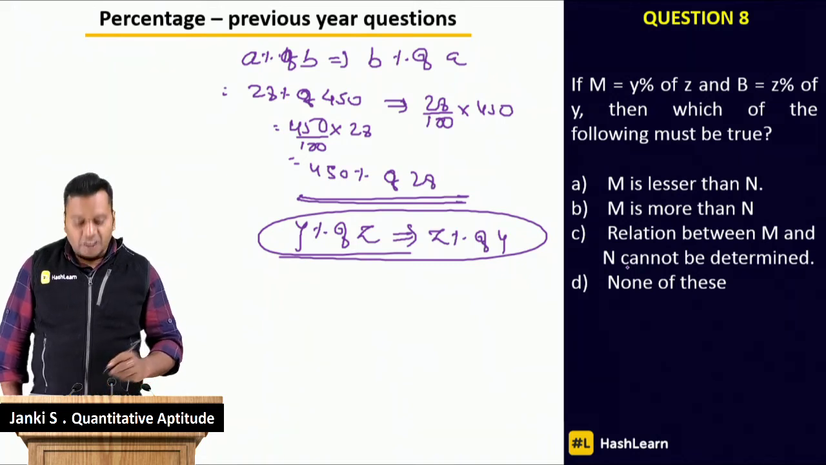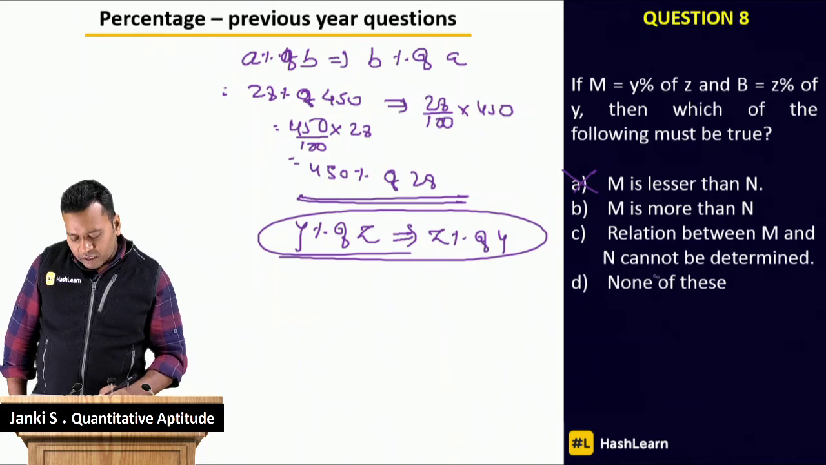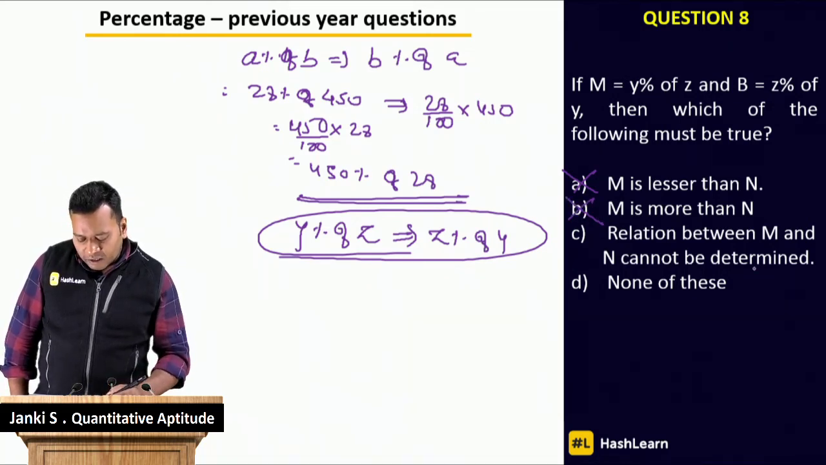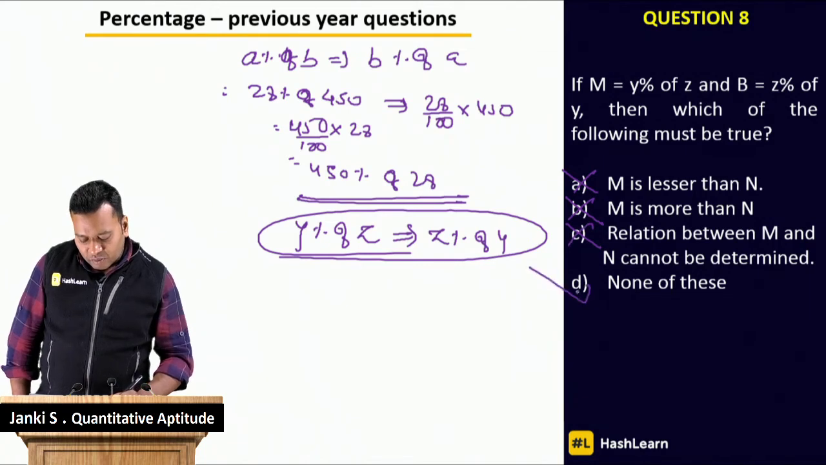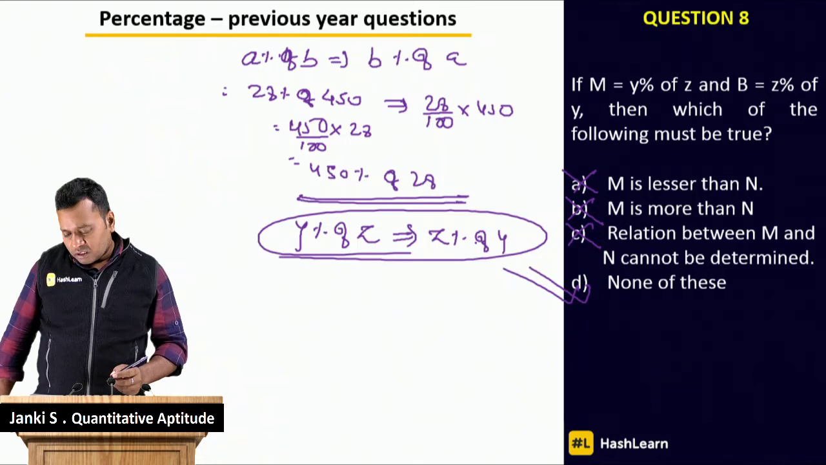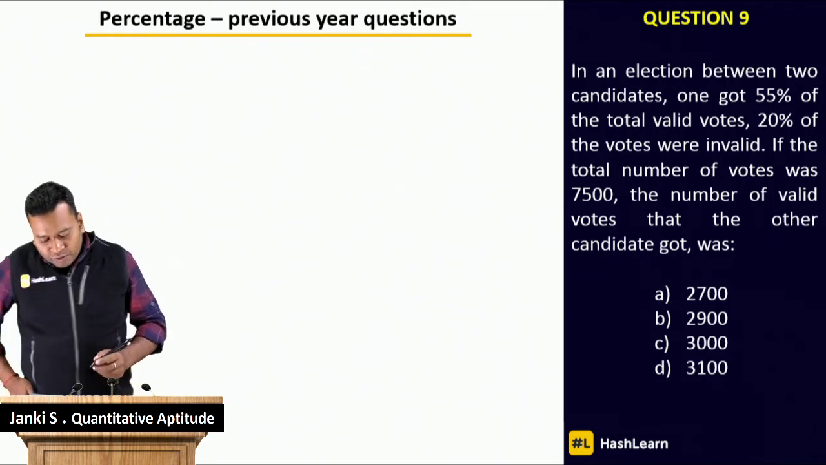According to this, m is less than n, not possible. M is more than n, that's not possible. The relation between m and n cannot be determined. We can find out, so it's nothing but none of these. My answer is none of these in this case, right?